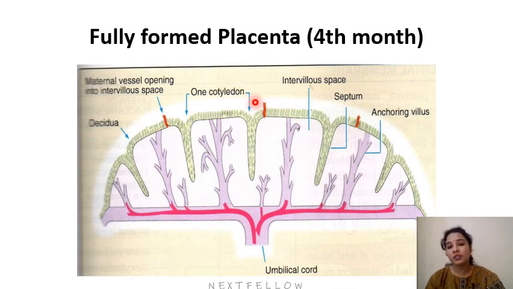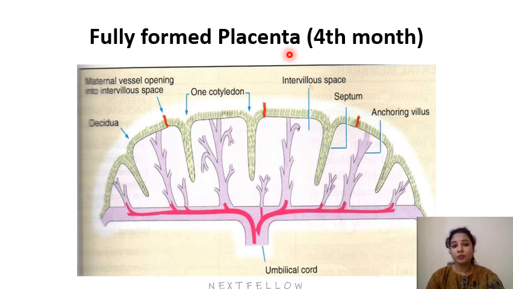This makes the maternal surface of the placenta rough in texture because of the elevations formed by the cotyledons. Each cotyledon usually contains 2 to 3 anchoring villi. Here one is shown as a schematic diagram. As the pregnancy proceeds, the placenta also enlarges to meet the needs of the fetus, and at term the placenta covers nearly 30% of the internal surface of the uterus.